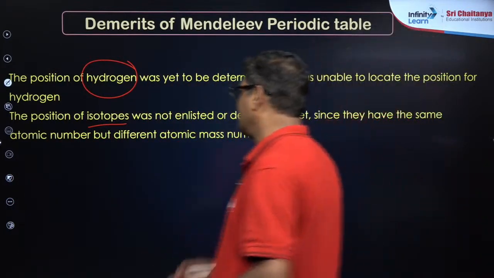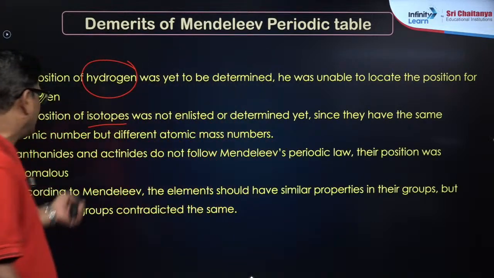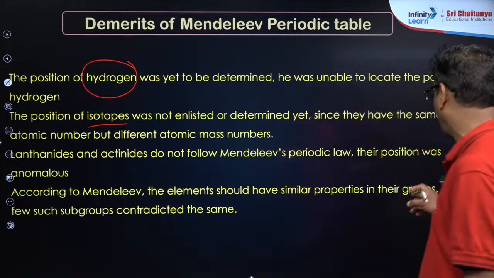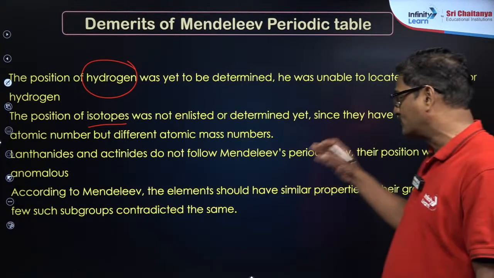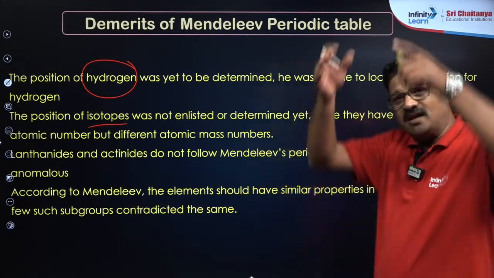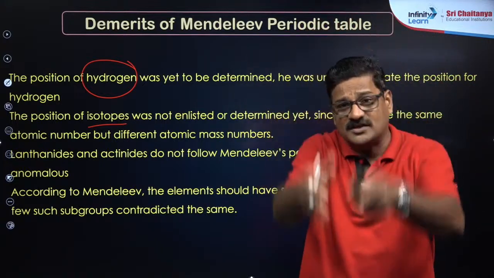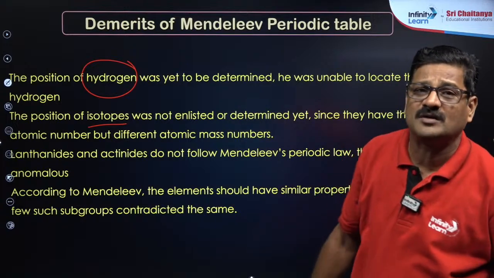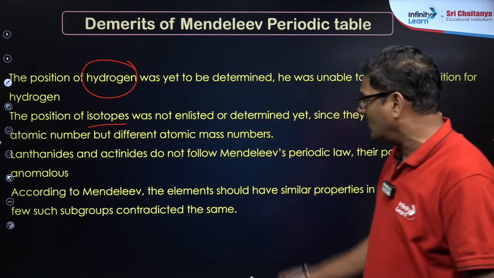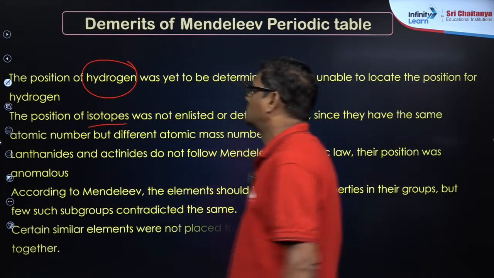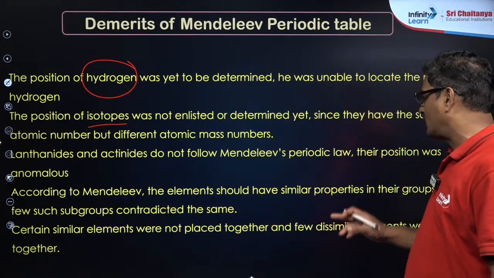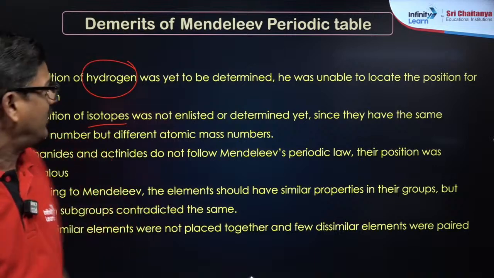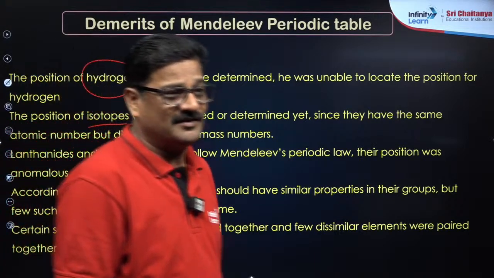Okay, so now the demerits. According to Mendeleev, the elements in a group should have similar properties, but such subgroups contradict this. Why he divided each group into A and B subgroups, he could not predict that. And certain similar elements were not placed together. So that is also one more demerit in the Mendeleev periodic table.